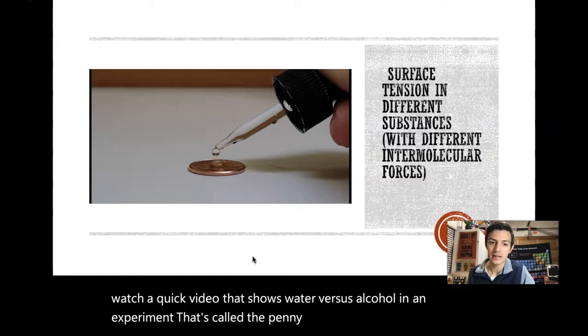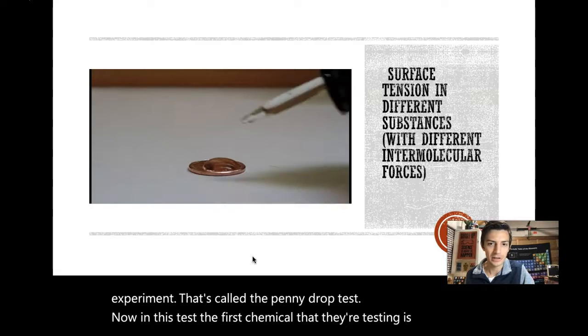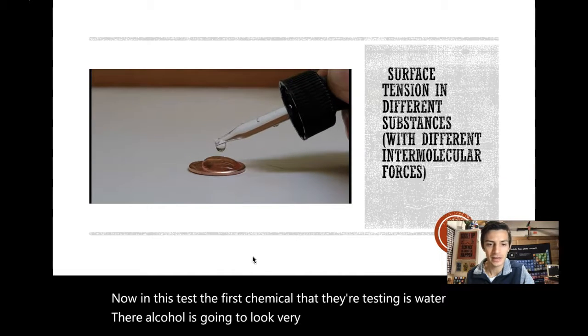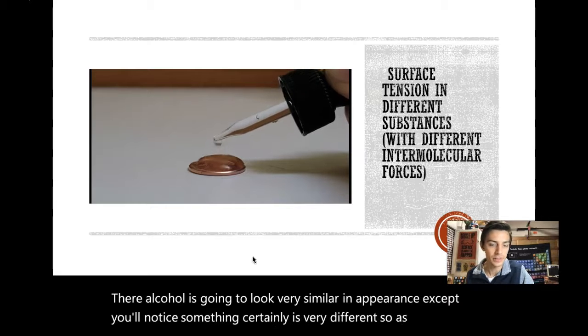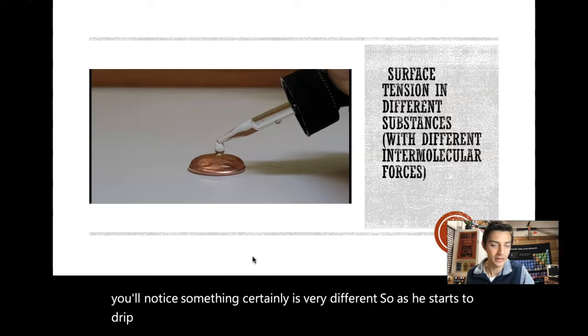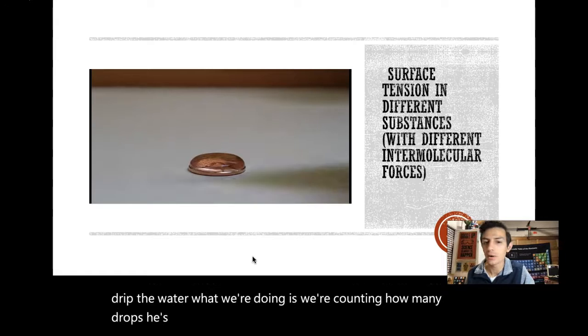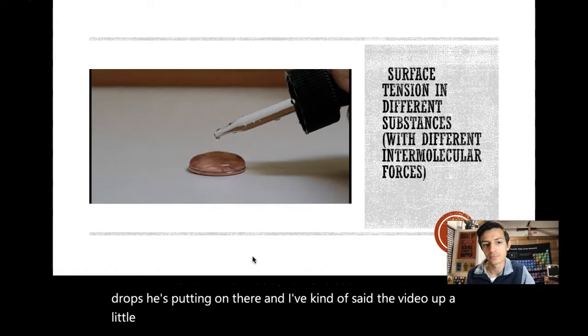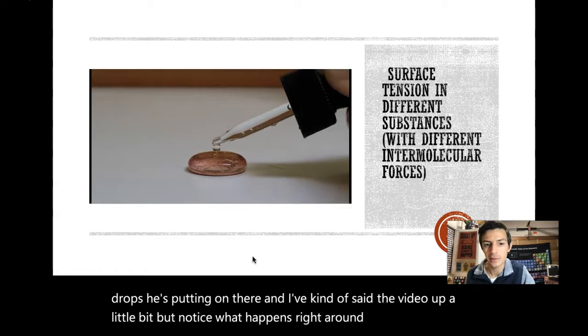Now in this test, the first chemical that they're testing is water. The alcohol is going to look very similar in appearance, except you'll notice something certainly very different. As he starts to drip the water, we're counting how many drops he's putting on there. I've sped the video up a little bit, but notice what happens right around now, as he's adding more drops.